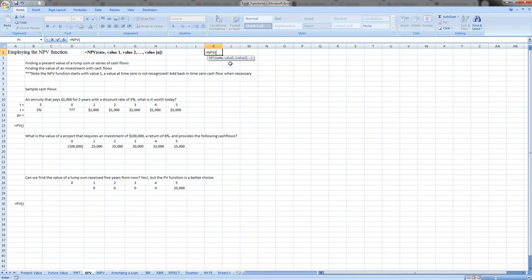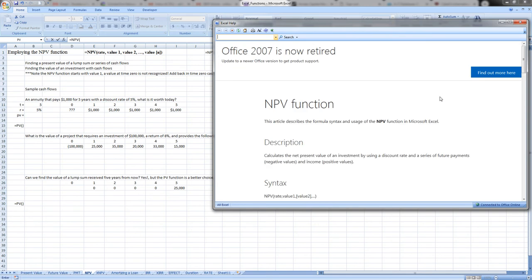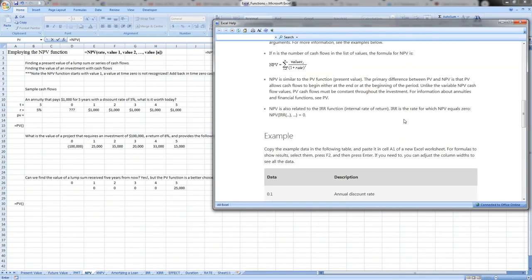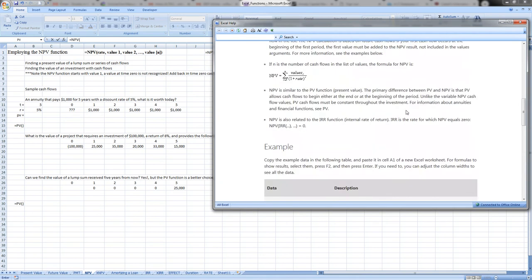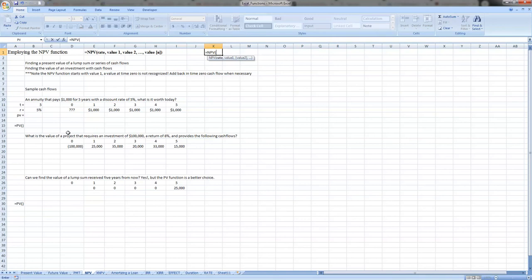Some people are unhappy that it starts at time 1, but this is just how the function is designed. Again, we can click on NPV to go to the help, and we can scroll down to the calculation and get an explanation for starting at time 1 versus time 0. We can find the present value of a lump sum or a series of cash flows, and we can find the value of an investment with cash flows. So again, note, NPV starts with value 1. A value at time 0 is not recognized, so you have to add anything at time 0 back in.